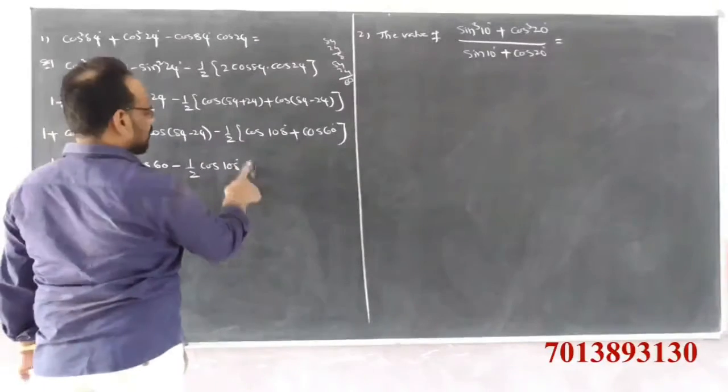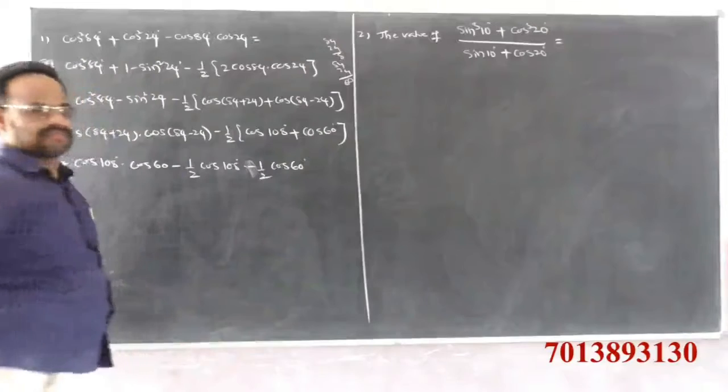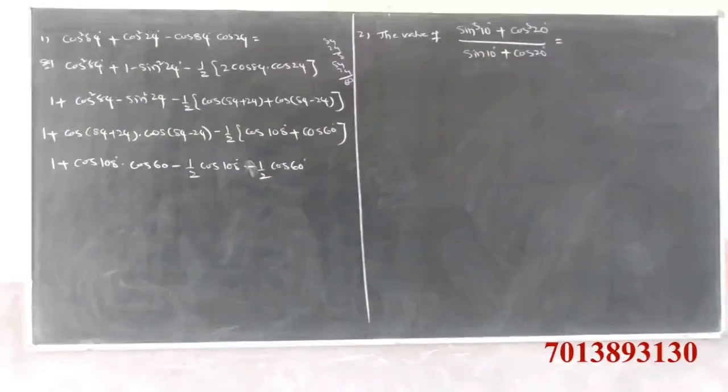Minus into plus, we get minus 1 by 2 into cos 108 and minus 1 by 2 into cos 60. That is equal to 1 plus cos 60 value. We know the cos 60 value: how much? 1 by 2.